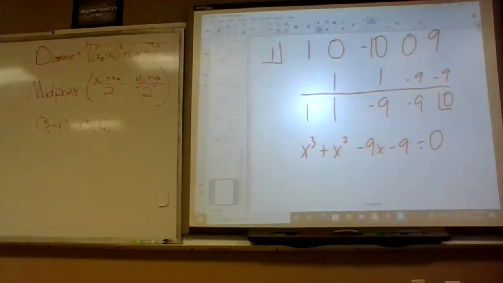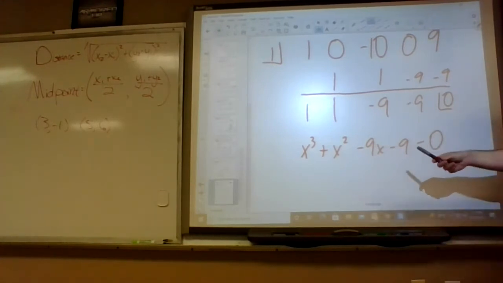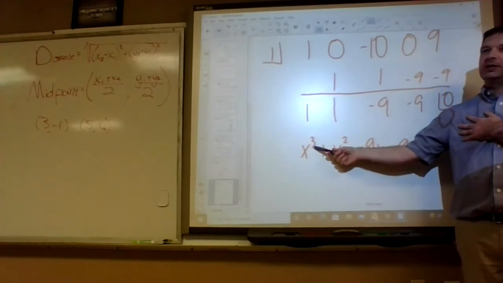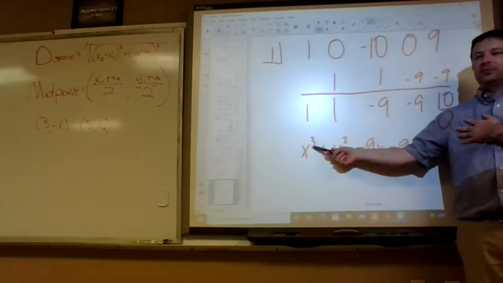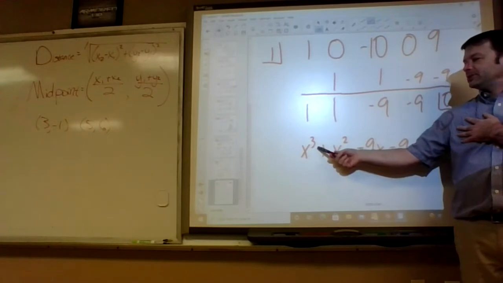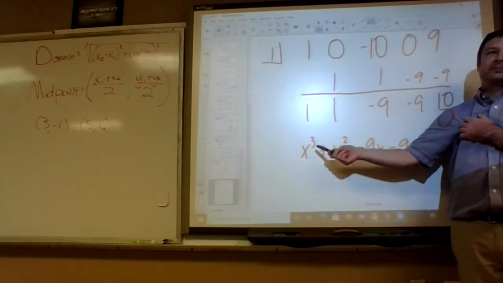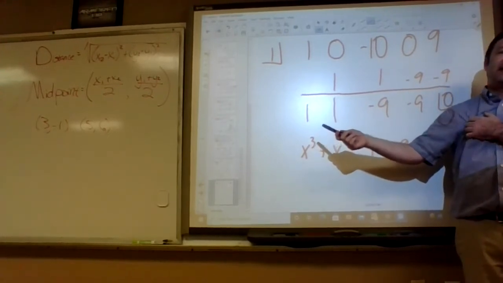Alright, here's the problem. Even though I got one answer, I still am left with a cubic function. So I can't... Can we group it now? Well, we're not supposed to group in this section. Why? It's the same sign.